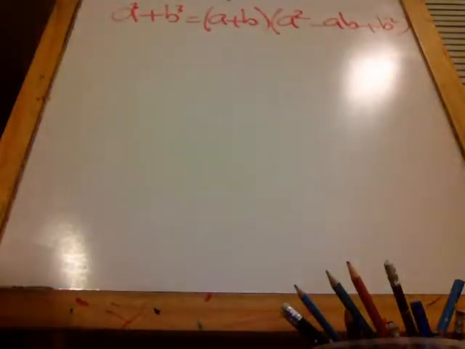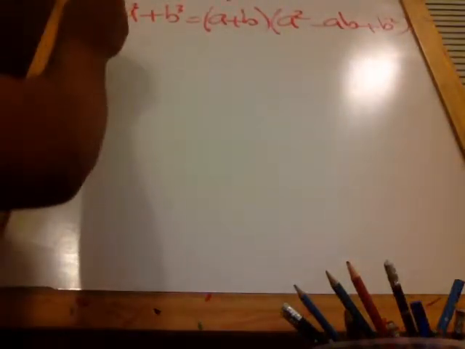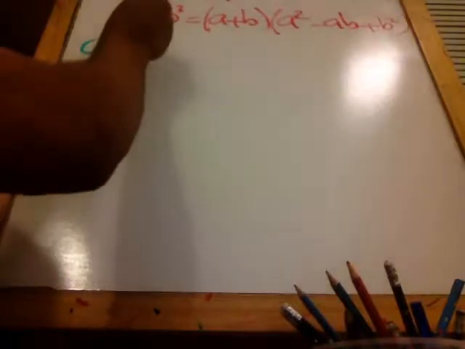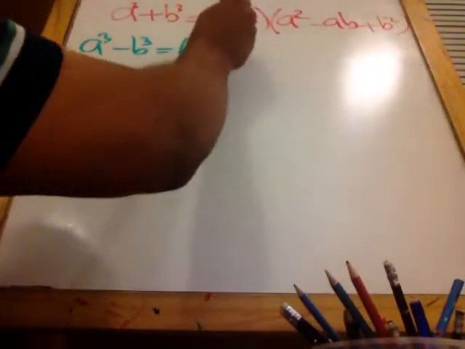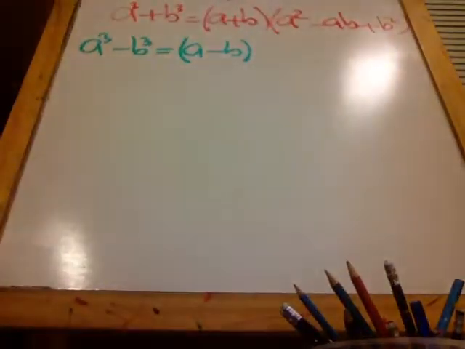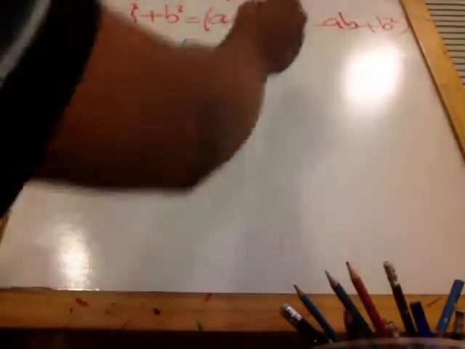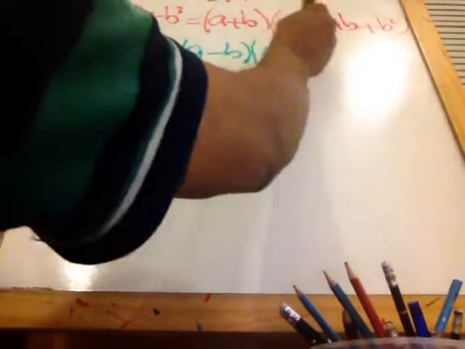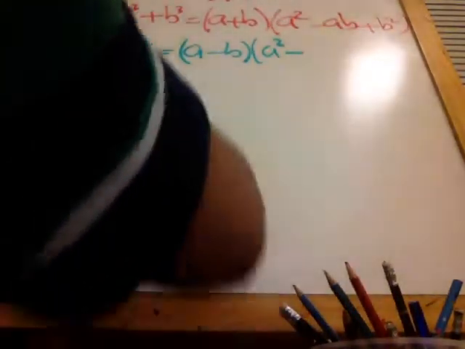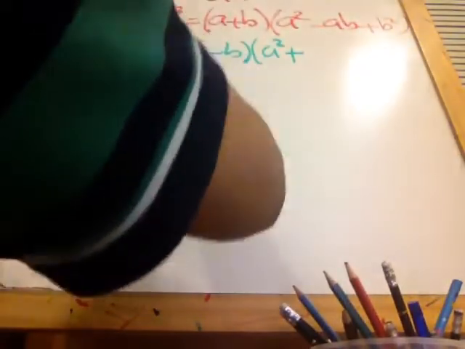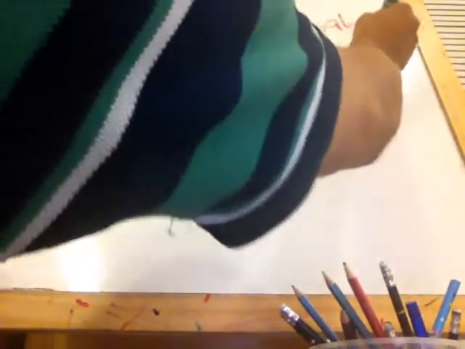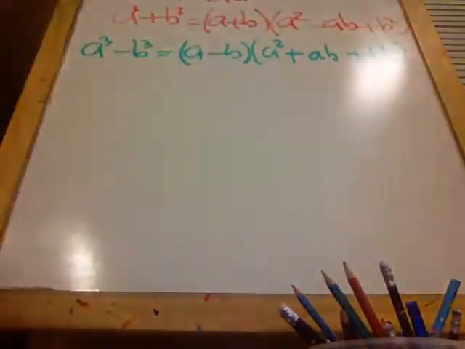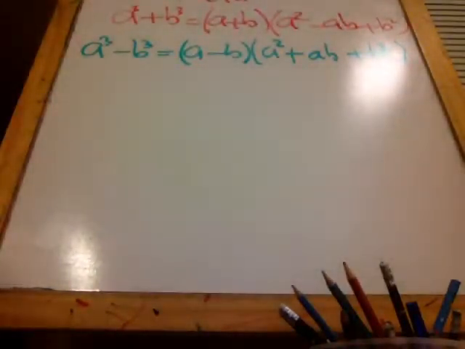Okay. Now, if you have also a difference of two cubes, it is almost the same. You will take the cubes out, you get a minus b. Then you will square the first term, you get a squared. And you will get plus here, you will multiply a times b, the first times the second, and finally plus b squared here. Okay.